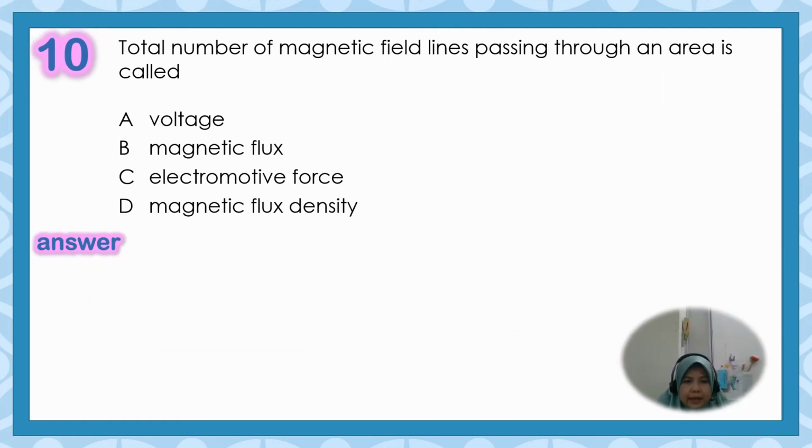For question number 10, the total number of magnetic field lines passing through an area is called. For this one we refer to phi, magnetic flux, which is equal to BA. B is the magnetic field, A is the area. Okay? Alright, referring to the equation.